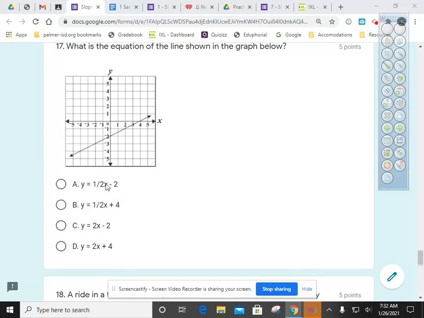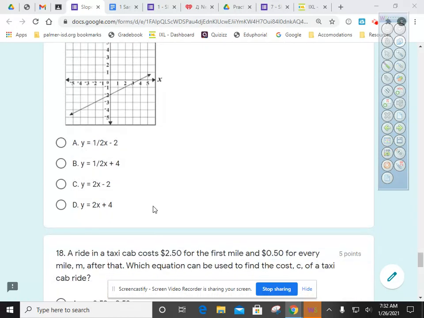Number 17, what is the equation of the line shown in the graph below? A, y equals 1/2 x minus 2. B, y equals 1/2 x plus 4. C, y equals 2x minus 2. D, y equals 2x plus 4.